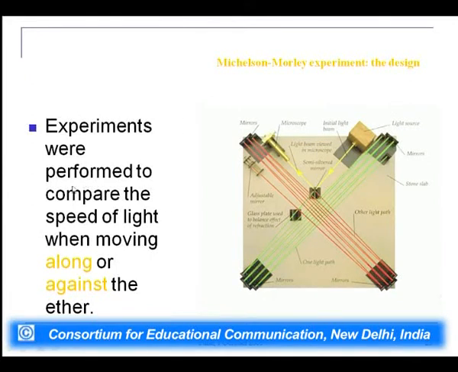Then the experiment was performed to compare the speed of light when it is moving along or against the ether. This experiment was performed along the ether and opposite to the ether, meaning first it was defined at 0 degree relative to the ether, and in the next step it was done for 90 degrees also.